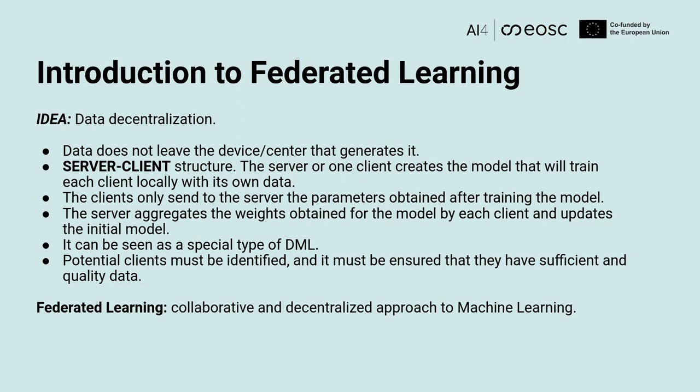Maybe if we think about an artificial neural network, we can think about the weights that define the network, and those weights will be transmitted to the server. Then the server will receive the weights, in this case, obtained from all the models from all the clients participating in the training, and will update the initial model. The model will be updated by aggregating all the weights.